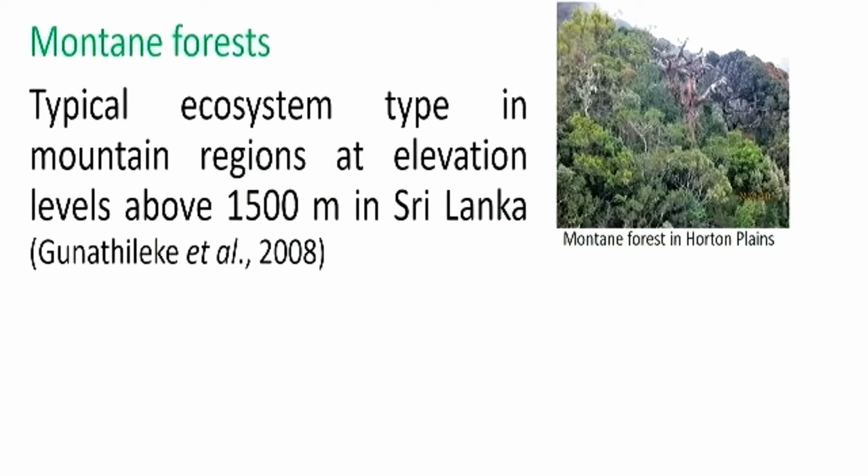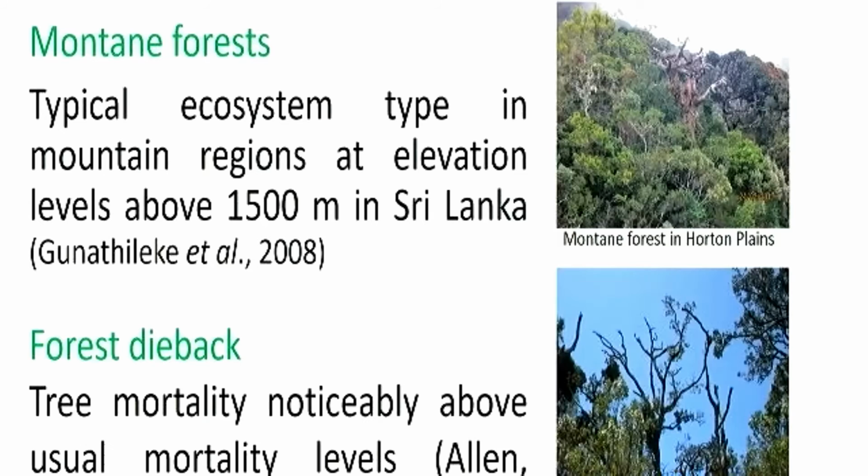In my study, I study this phenomenon. This phenomenon is known as forest dieback. How can it affect the vegetation cover of the mountain forest? The mountain forest occurs at higher elevation levels in Sri Lanka, about 1,500 meters above sea level, and forest dieback is defined as tree mortality levels noticeably above usual mortality levels. Simply, forest dieback is the dying of trees from top to bottom.